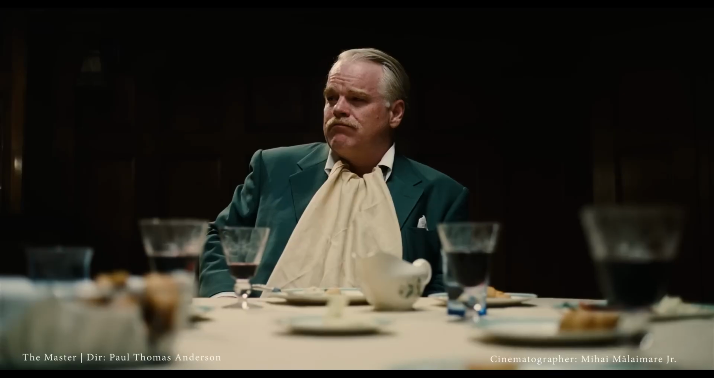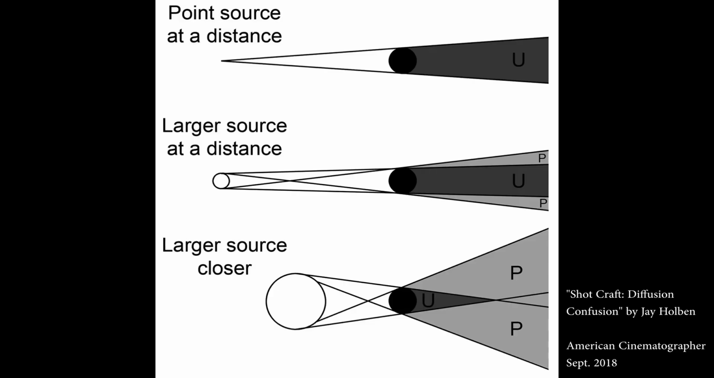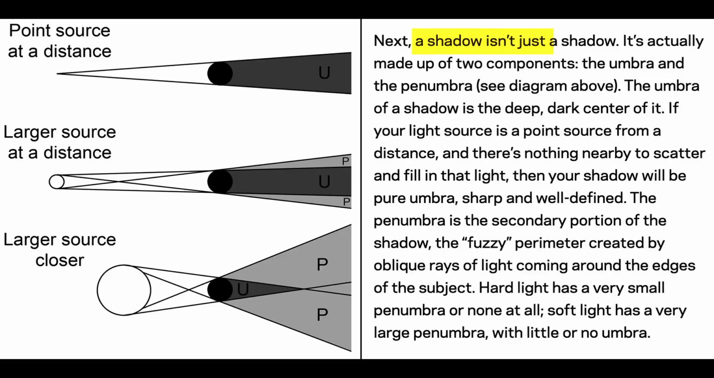This idea of a larger light source creating softer shadows is easily understood when looking at this diagram from the ASC article called Diffusion Confusion, which I'd highly recommend anyone reading if you feel called to explore this concept further. This paragraph from the article summarizes it perfectly. A shadow isn't just a shadow, it's actually made up of two components, the umbra, which is the zone labeled as U on the diagram, and the penumbra, the zone labeled as P.